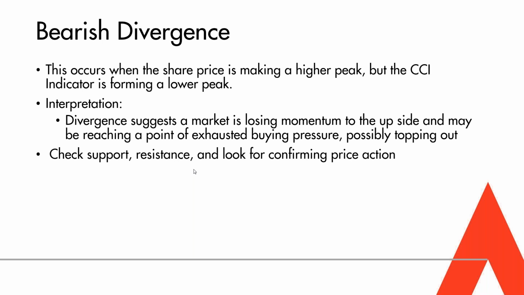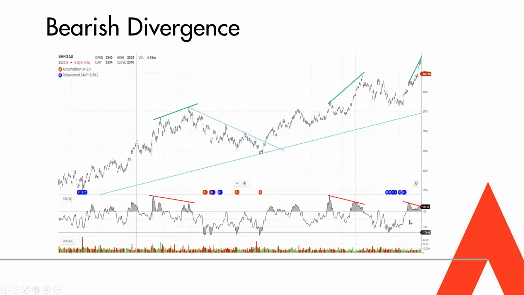So again, we check all this for support and resistance, and look for confirming price action to confirm the start of a downturn. So here's a couple of instances of bearish divergence happening in uptrends. Higher peaks on the chart, lower peaks on the indicator, suggesting the uptrend was actually slowing down, losing momentum. Again, higher peaks on the chart, lower peaks on the indicator. So the uptrend is slowing down and losing momentum.